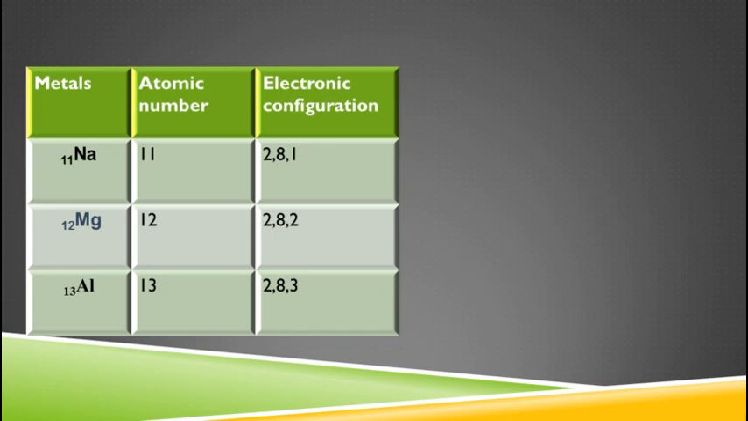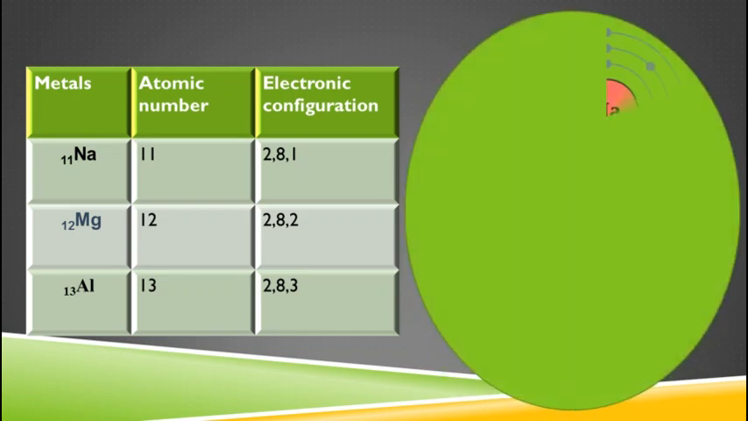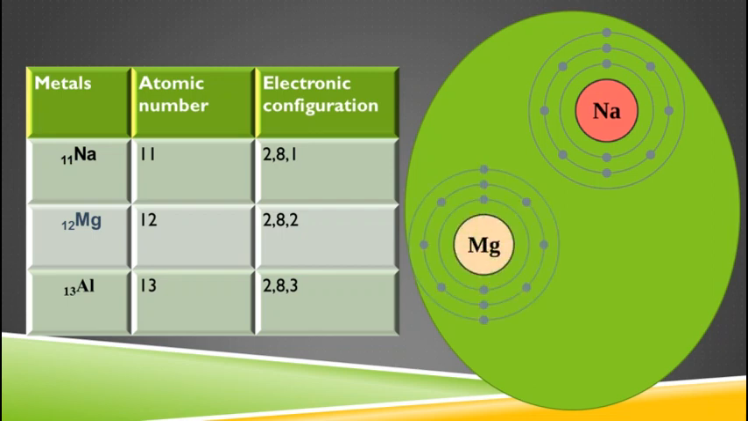That means from this table it is clear that metals contain only up to 3 electrons in their outermost shell. Here you can see the structure of a sodium atom in which only 1 electron is there in the outermost shell. Next is magnesium. You can see 2 electrons in the valence shell. Third is aluminium. We can see 3 electrons in its last shell.